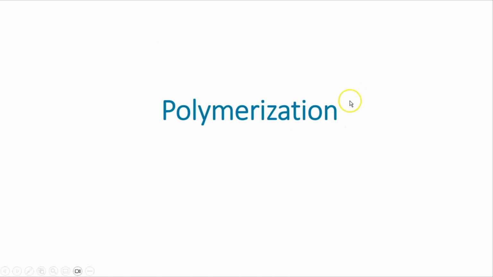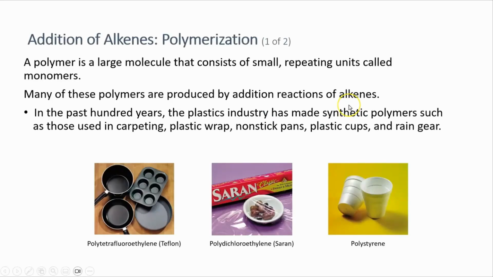Next topic is polymerization reactions. That is the third type of reaction, addition reactions of alkenes. What is a polymer? These are very large molecules formed by alkenes, and the polymers are formed by reacting a repeating unit called a monomer. So these monomers are the alkenes.